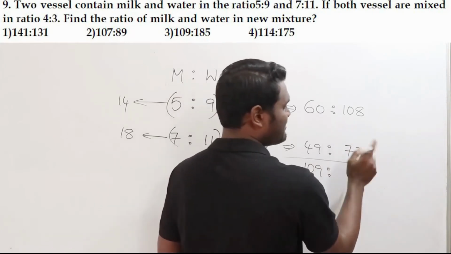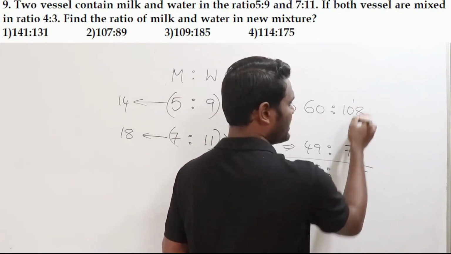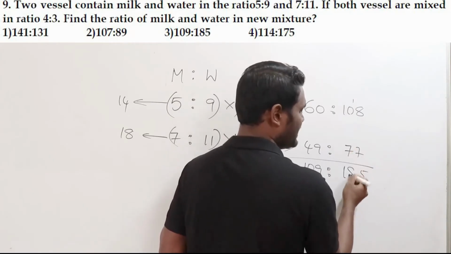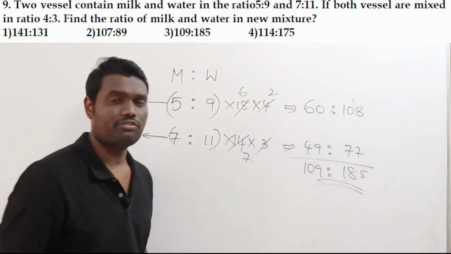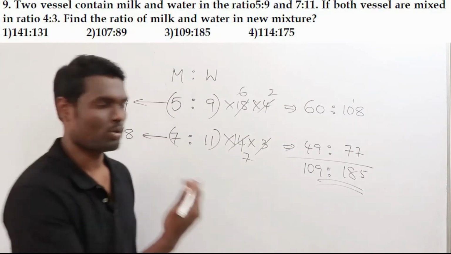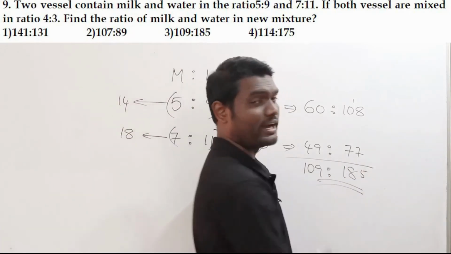If you add this 60 plus 49, this will be 109. Next, 8 plus 7, this will be 15, so this is 5 and 1 carry. 11 plus 7, this will be 18. So we can say that the ratio of the new resultant mixture of milk and water is nothing but 109:185.